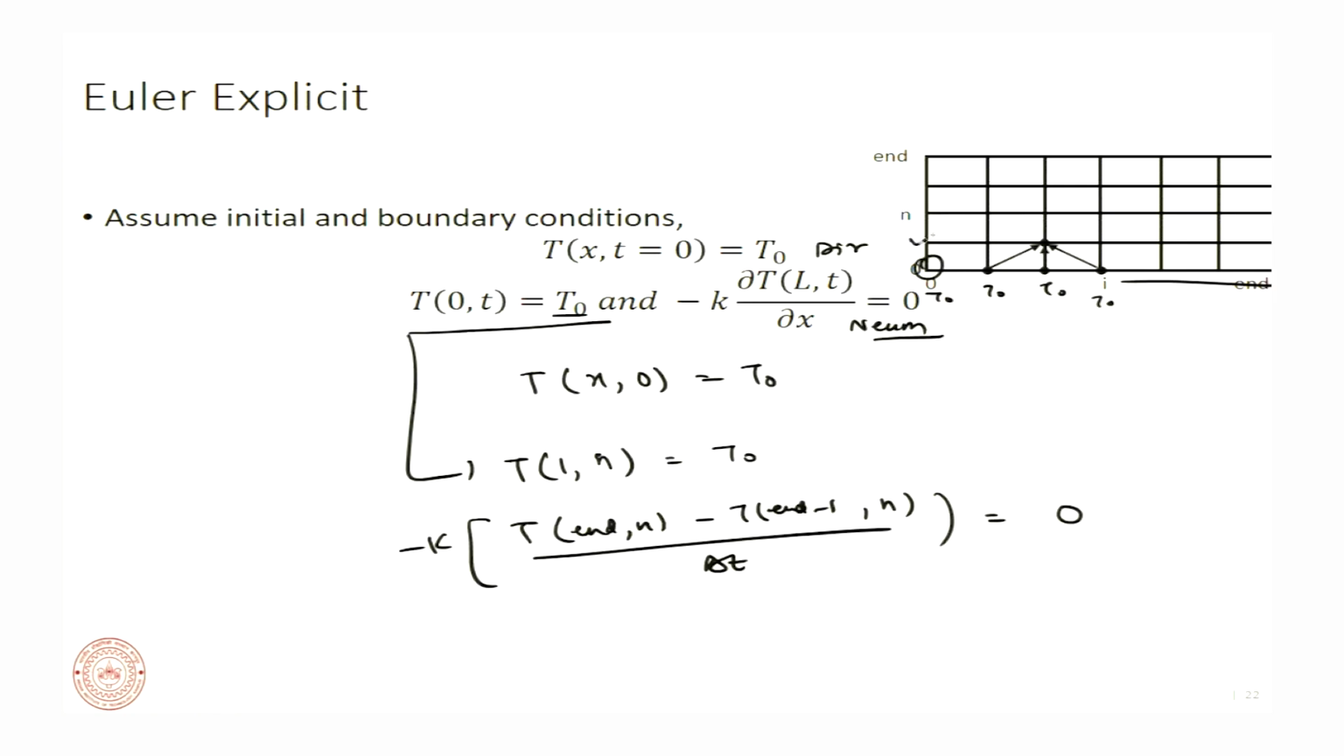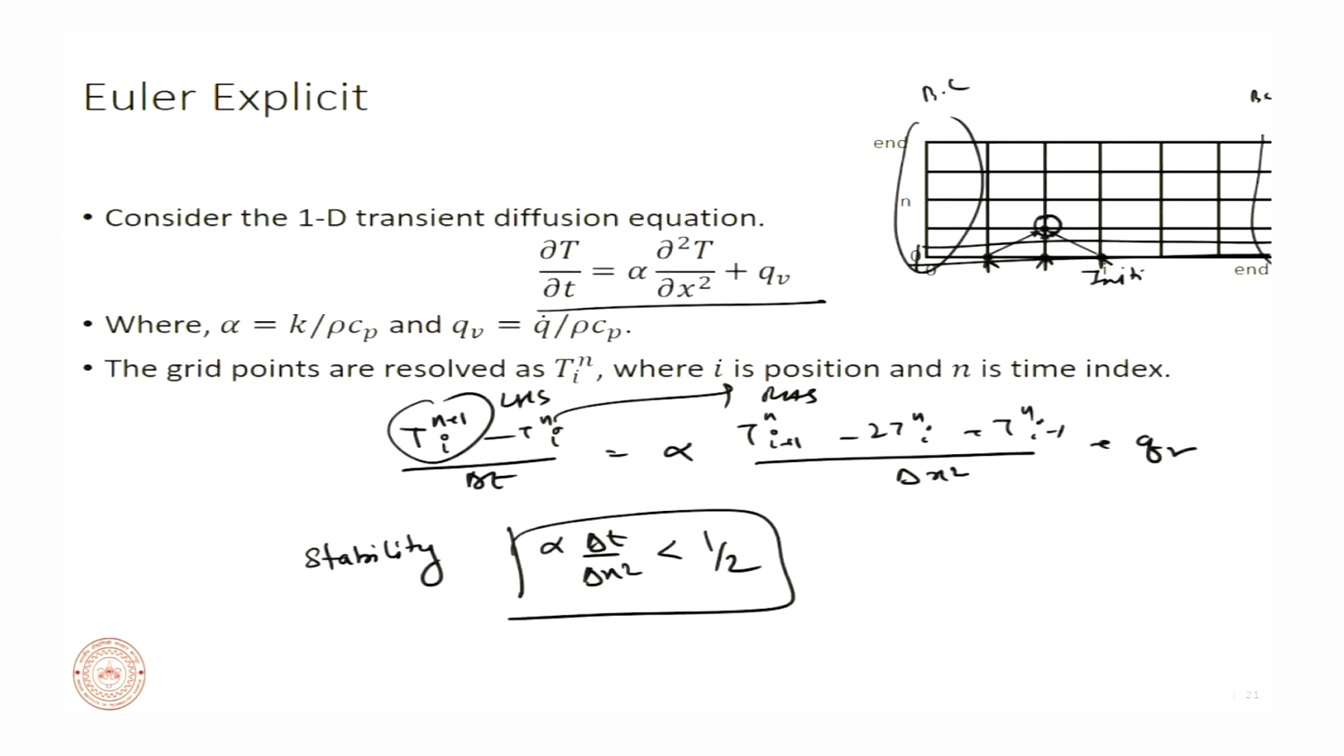We are taking this time step. Say this is the n plus 1th time step, so then these will be n plus 1, n plus 1 and n plus 1. Okay. So, boundary conditions are solved after we solve the governing equation.